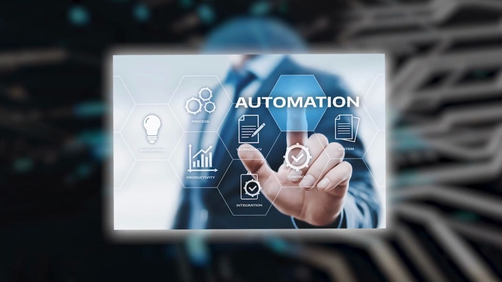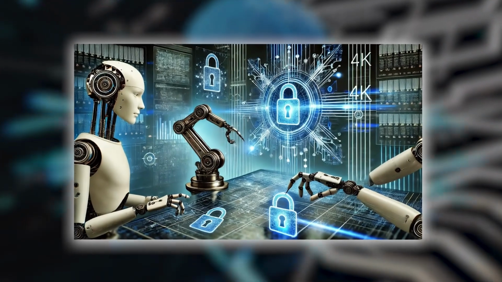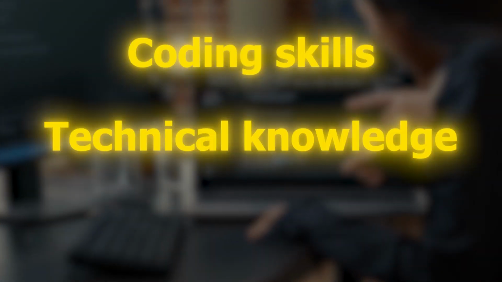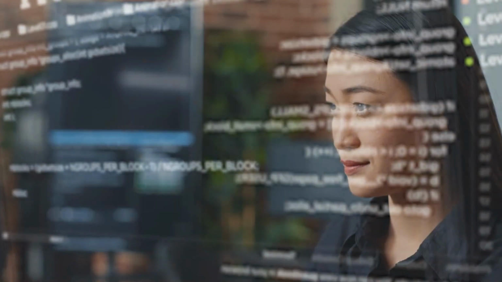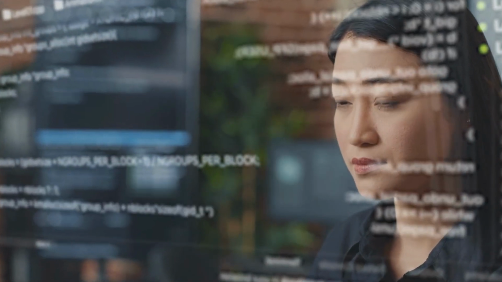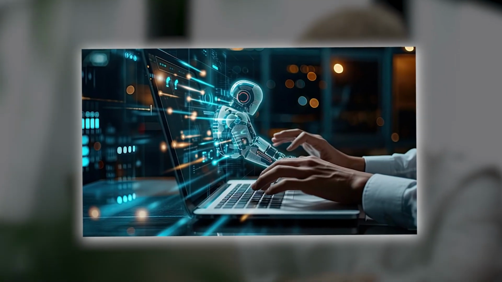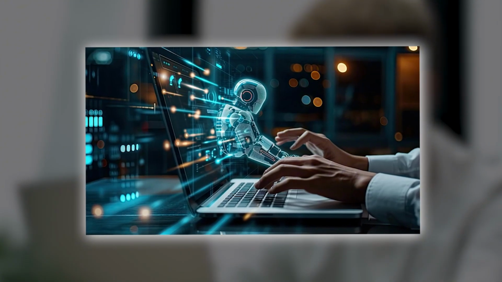Automation used to sound like something only big companies or programmers could do, but today, AI has completely changed that. You no longer need coding skills, technical knowledge, or expensive software to automate your work. If you can explain a task in simple words, AI can usually help automate it. In this beginner-friendly guide, you'll learn how to use AI to automate your daily work step by step, even if you've never automated anything before.